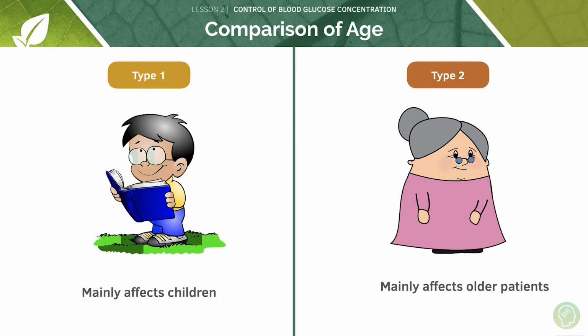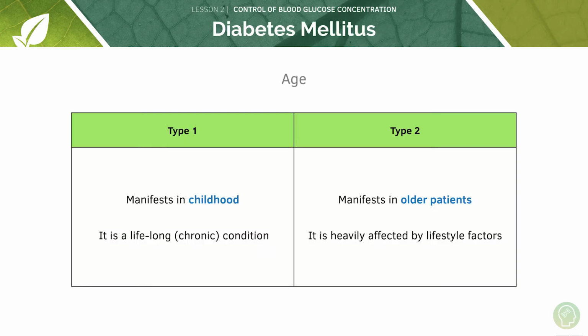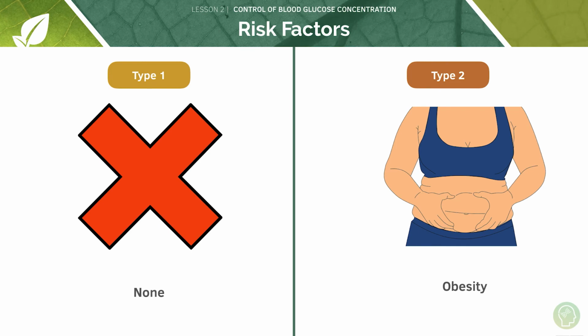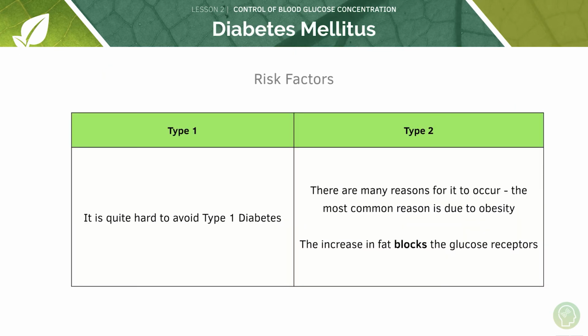Now this affects people of different ages. So type 1 diabetes mainly affects children, whereas type 2 mainly affects older patients. Now type 1 is a lifelong chronic condition, whereas type 2 is heavily affected by lifestyle factors. There are no risk factors associated with type 1. It's quite hard to avoid type 1 diabetes because it's often genetic. Now in type 2, there are many reasons for type 2 diabetics to be diagnosed with this disease. Now the most common reason is due to obesity, and it is hypothesized that the increase in fat blocks the glucose receptors.